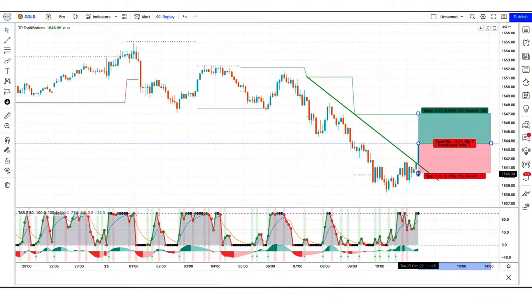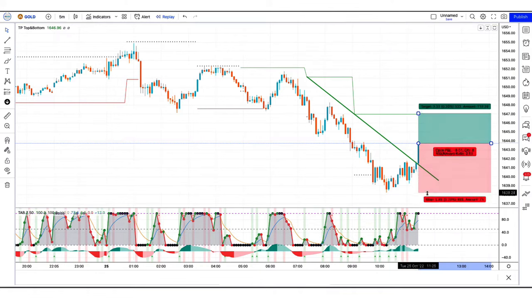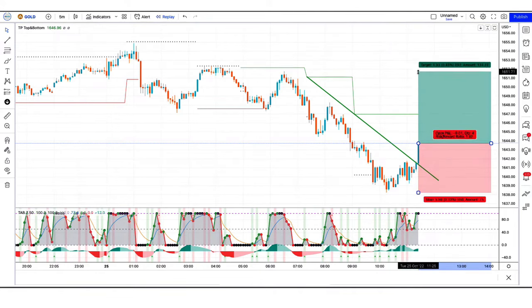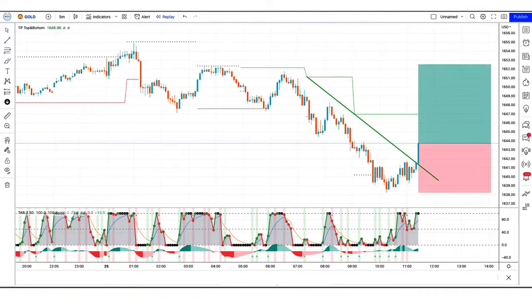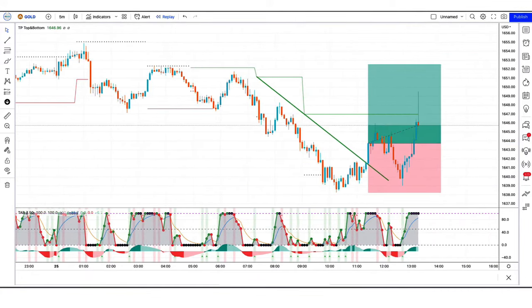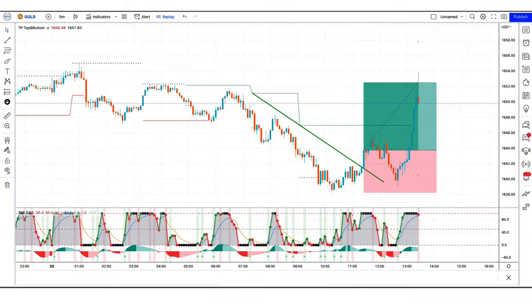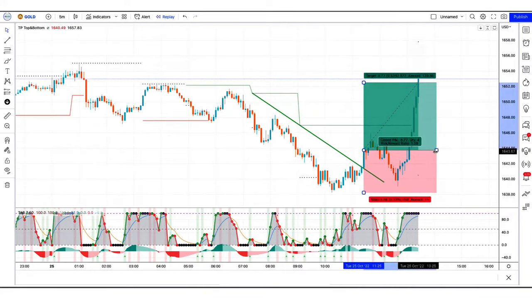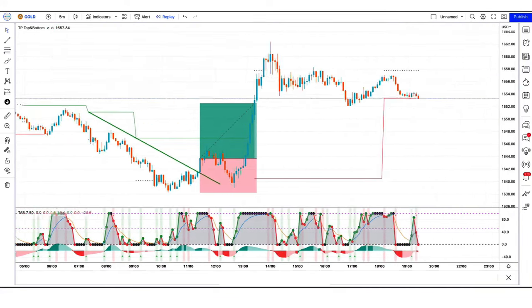Our stop loss will be placed at the current market low. And the risk to reward ratio will be 1:1.5. Let's see what happens to our trade. Our trade is running in profit. We have won the trade. Let's find the next trade.